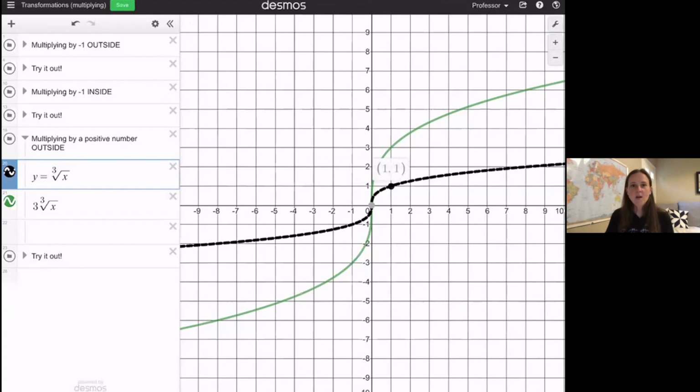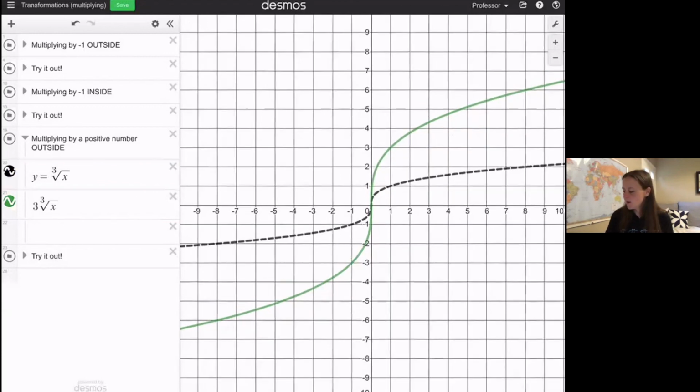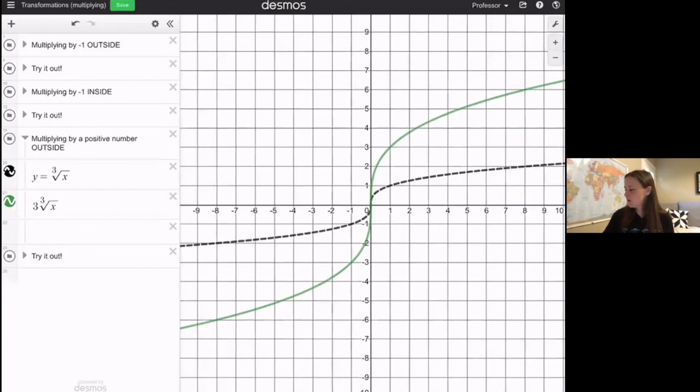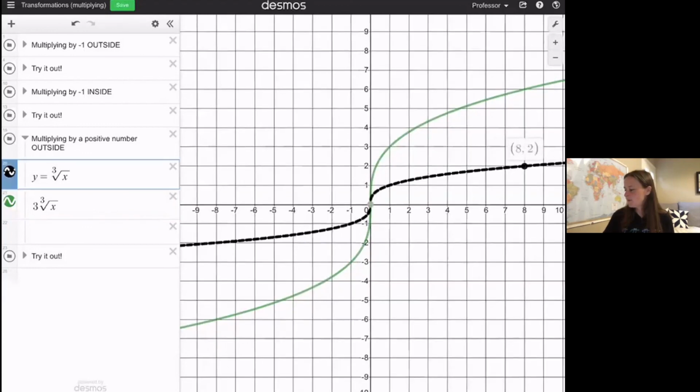And now that y coordinate has been tripled. So on the green graph, you've got 1, 3. Same x coordinate, triple the y coordinate. There we see it. Then we have the point 8, 2 over here on the cube root graph, and 2 times 3 gives me 8, 6. So the same x coordinate, but triple the y coordinate, because we've just taken all the y coordinates and made them bigger. Something else can happen though when you're doing multiplication.